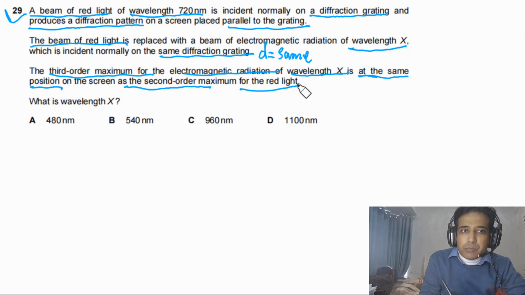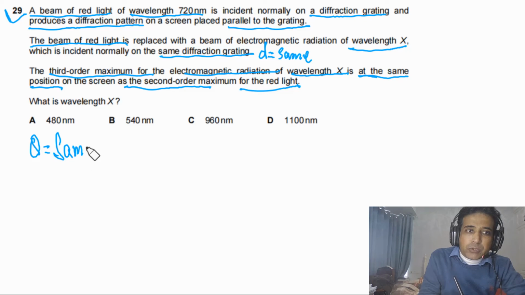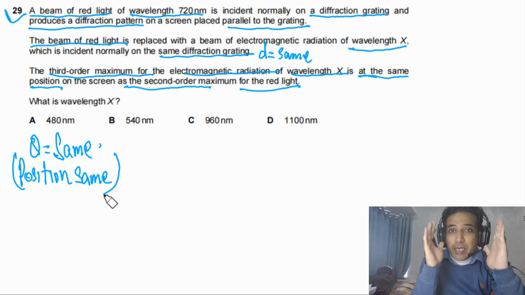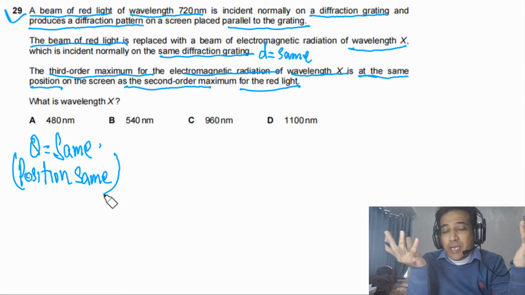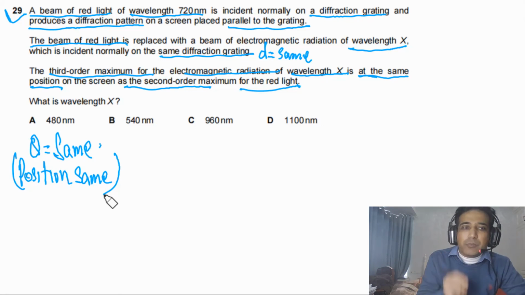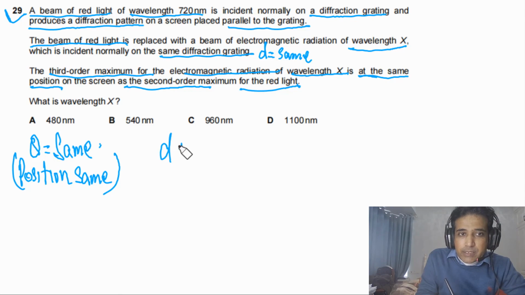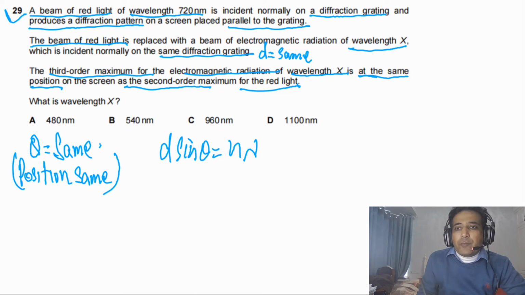Same position means that the angle is the same. So theta is the same because it is given to us. If you have understood these two points, we have done this question. Now let me explain a little bit more. For a diffraction grating, we need to understand d sine theta equals n lambda. For this question, d is the same for both of them and theta is the same, so sine of theta is also the same.